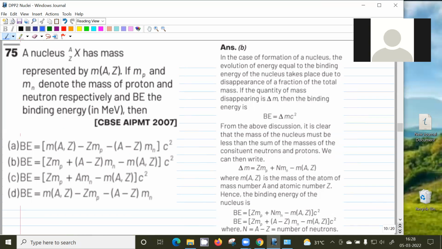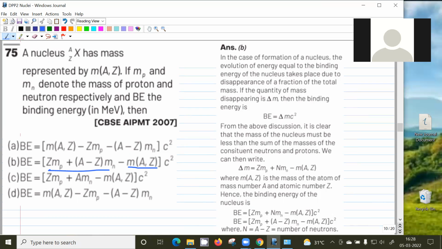Option D, sir. B or D? D. No, see, mass defect means whenever the thing is being formed as a nucleus, the mass will be less. If it is individual protons and neutrons, the mass is this one. But when it actually forms a nucleus, this is the mass. So this is the mass defect. That mass defect times c squared is the binding energy.